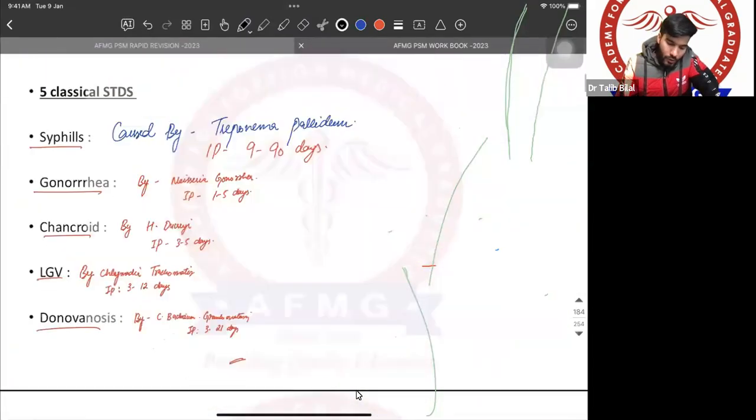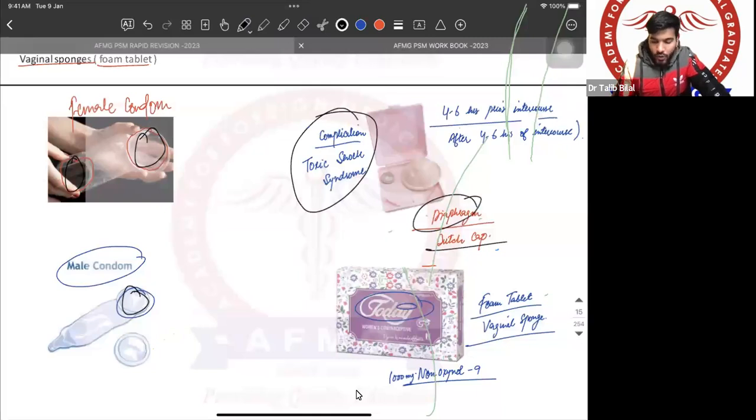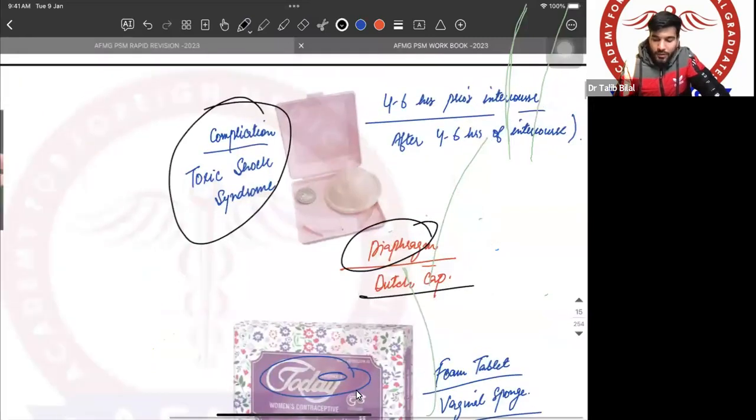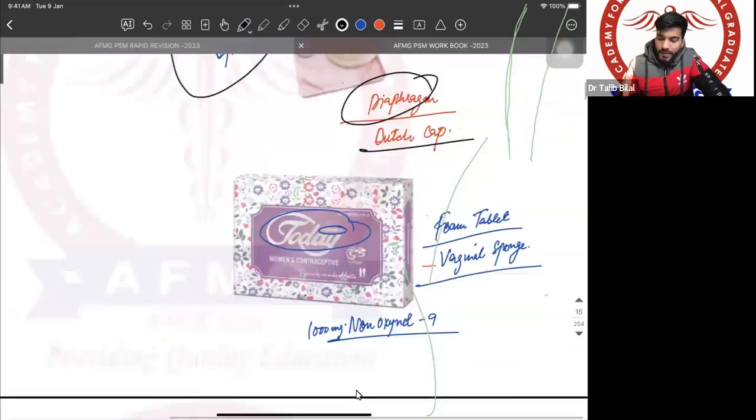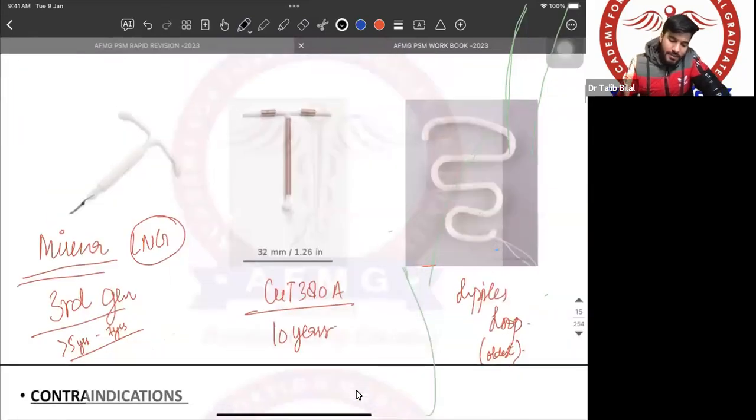See, guys, this is a female condom having 2 rings, and a male condom with 1 ring. This is a complication of the diaphragm or the douche cap: toxic shock syndrome. How do you use it? 4 to 6 hours prior to intercourse, and take it out 4 to 6 hours after the intercourse. These are the vaginal sponge or the foam tablets. And this was the question asked: what is the spermicidal gel that is used? Nonoxynol-9. This is Mirena.